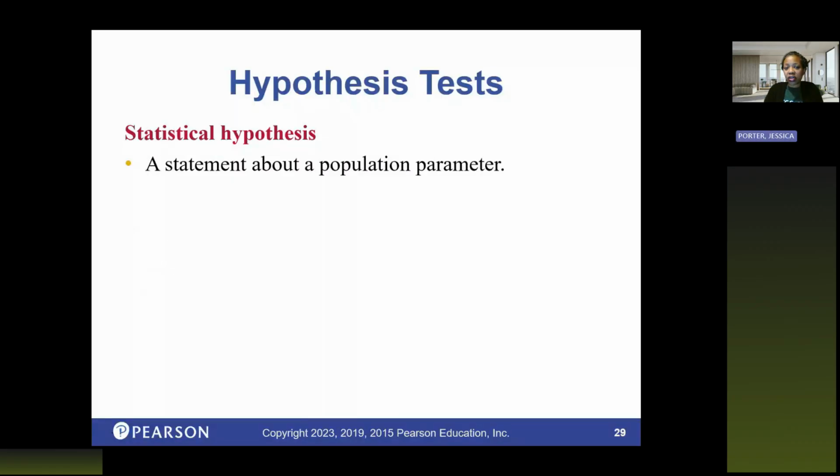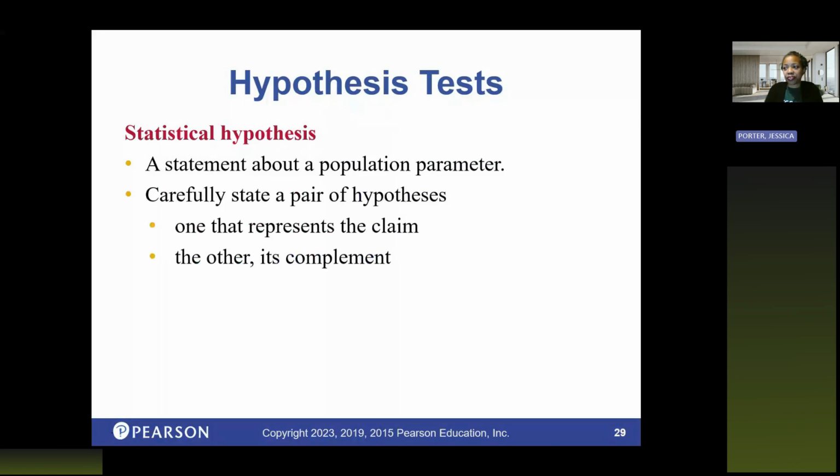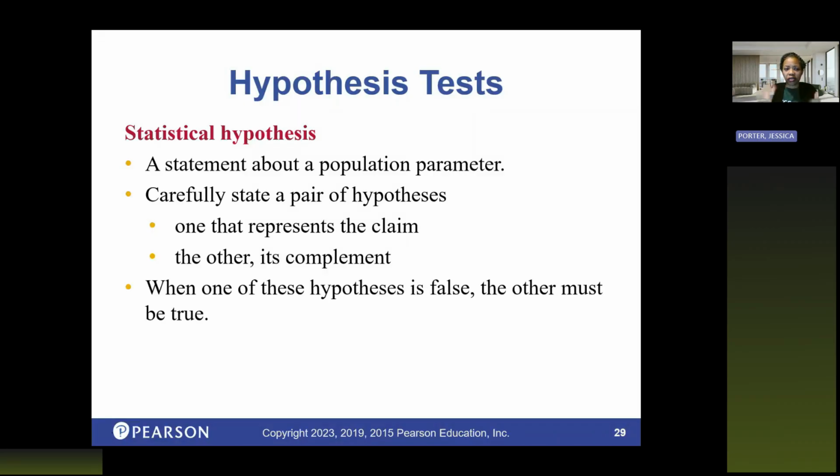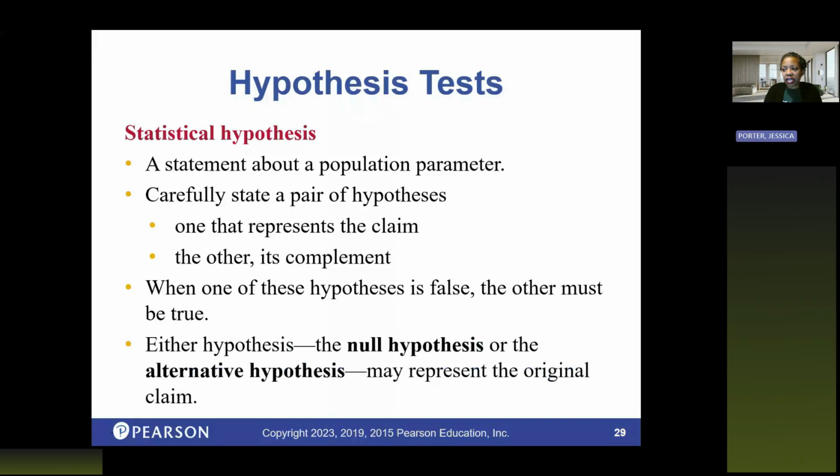So what is the statistical hypothesis? It's going to be a statement about a population parameter. We're going to have a pair of hypotheses. One is going to be the claim. What are they claiming is going to happen? And the other is going to be its complement. And you'll see what I'm saying in a moment when we actually formulate what these hypothesis statements are. When one of the hypothesis statements is false, the other one is true. We call these the null and alternative hypotheses. Okay.